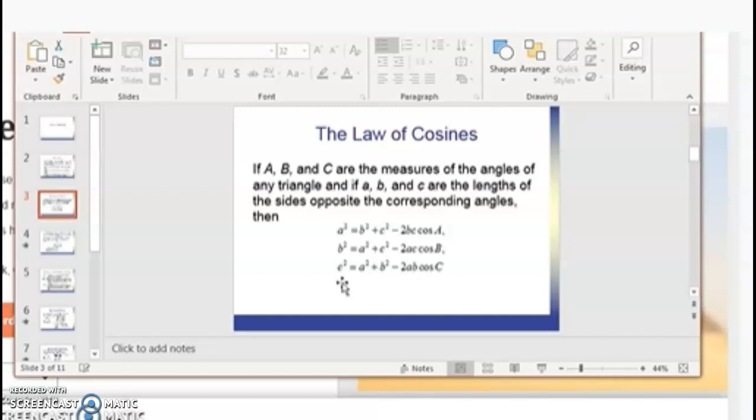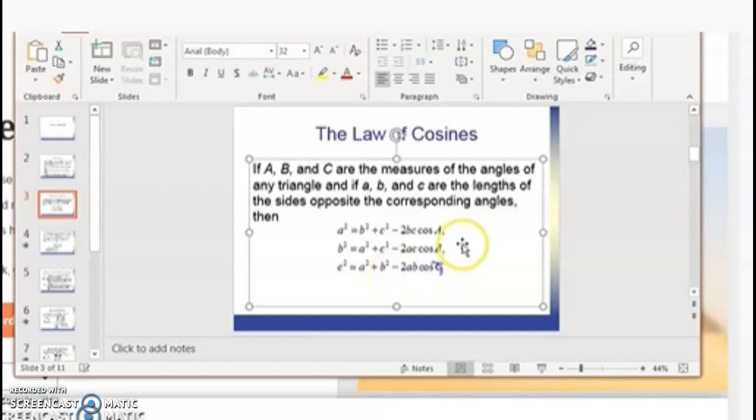At this point, pause the video and copy the law of cosine formulas so you will have them at your fingertips whenever they are needed.